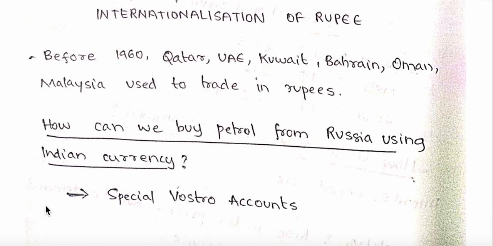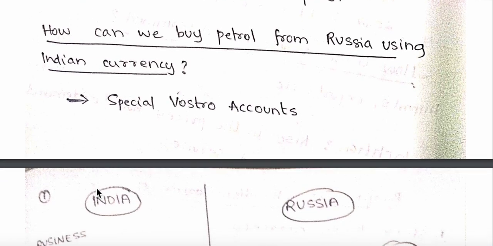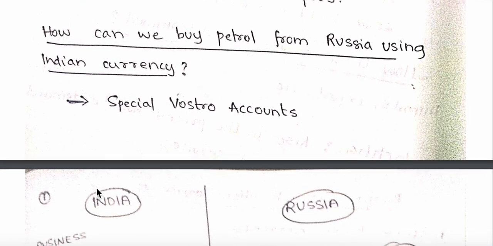So one more question arises: how can we buy petroleum from Russia using our Indian currency, right? Here the Russian currency is rubles. So to solve this problem, special Vostro accounts have come into the picture.